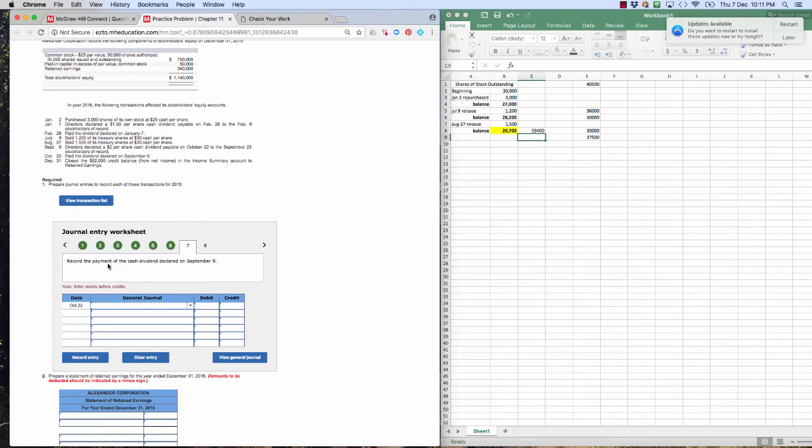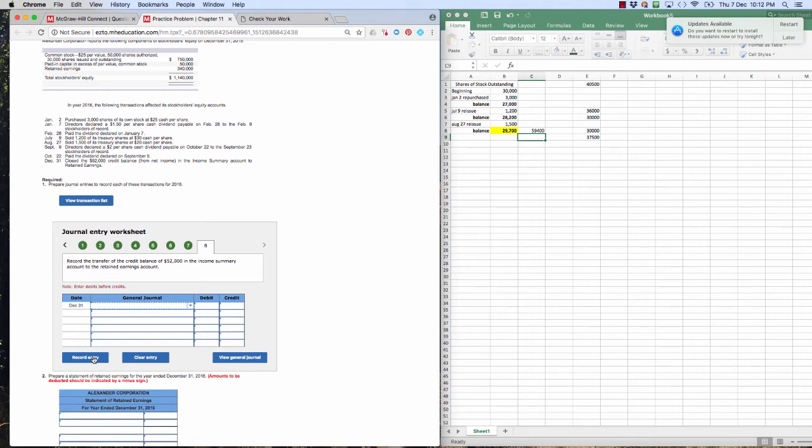And then after we declare it, now we have to pay it. So we're going to basically pay off our liability of common dividends payable. We're no longer going to owe that. Let's just subtract $59,400 from that balance and through that debit. And then we will take cash out of the bank and we will pay that cash to our shareholders, and we record that with a credit to cash.